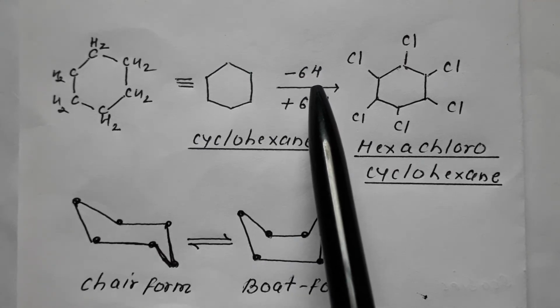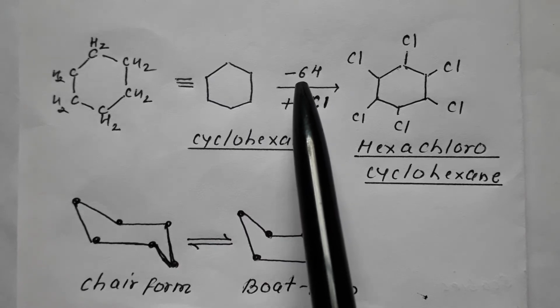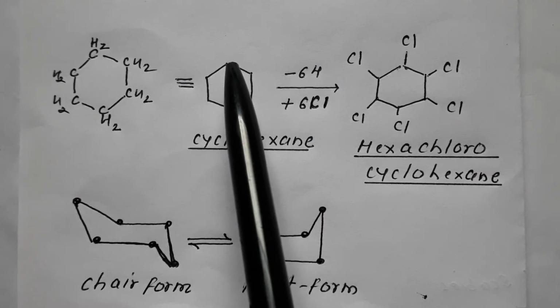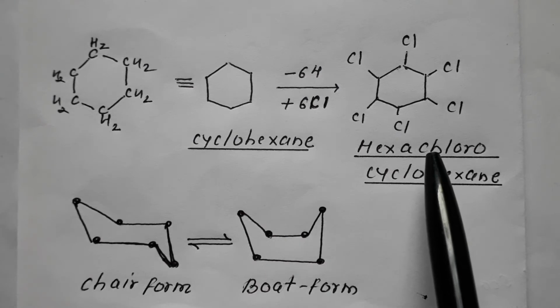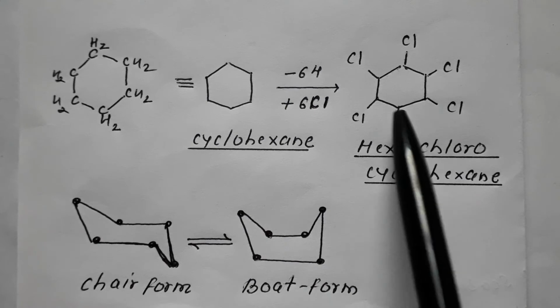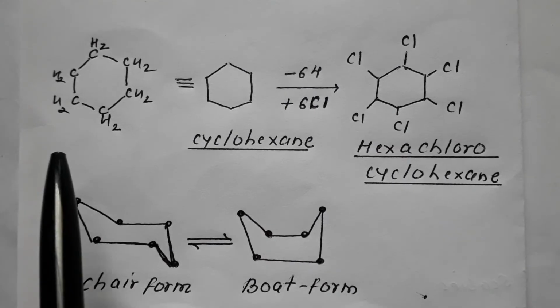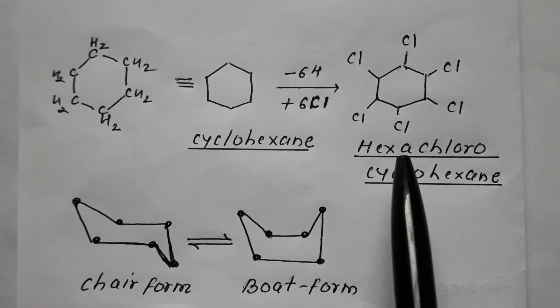If one H from each carbon is replaced by one chloro, there are two hydrogens on each carbon. If one hydrogen from each carbon is replaced by chloro, it results in formation of this compound, which is 1, 2, 3, 4, 5, 6 hexachlorocyclohexane. So this is cyclohexane and this is the derivative of cyclohexane.